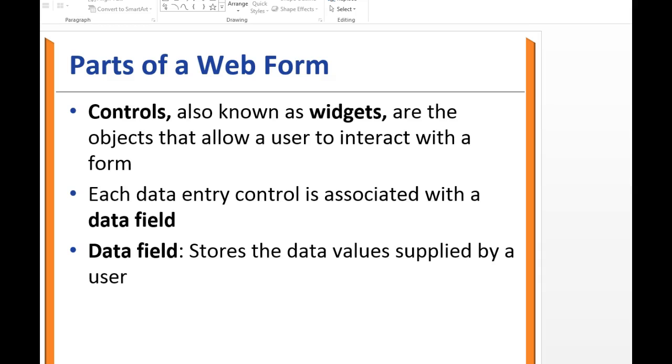So we are going to look at some of the parts of a web form. Basically, a form can contain controls. We might sometimes call those controls widgets, which are the objects that allow the user to interact with the form. HTML can support several types of widgets or controls. Each data entry control is associated with a data field, and the data field stores the data value that is supplied by a user.